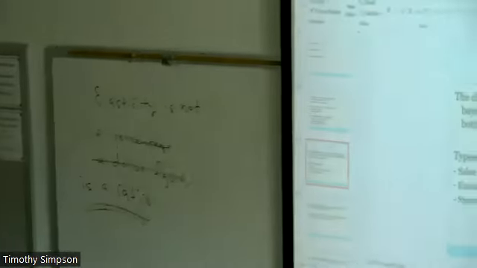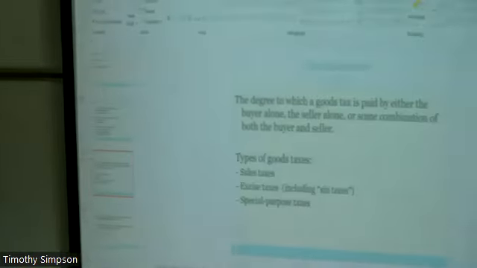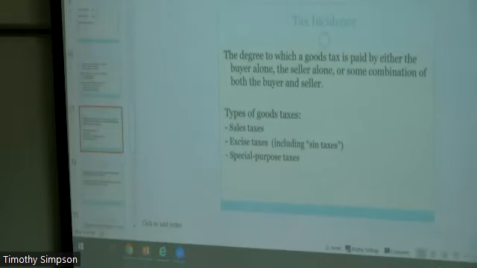So I just realized the camera was not on that, so I apologize. And so I'll put that. So these are the forms of taxes. This isn't your PowerPoint package.